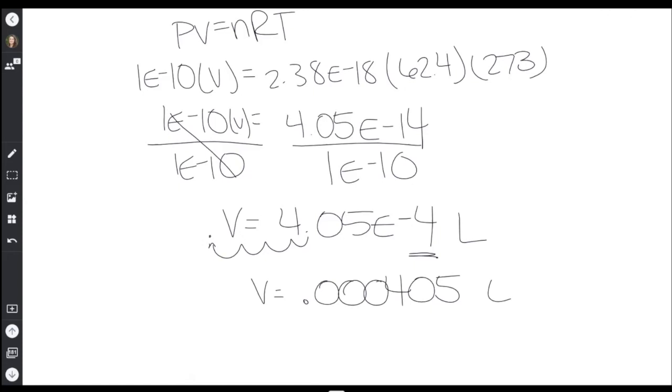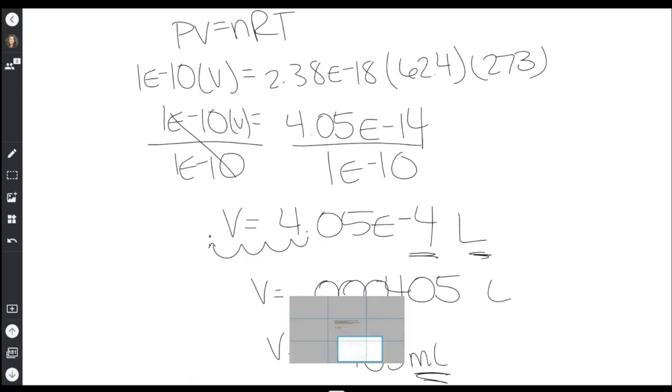Liters. How do I make that milliliters? Here's base: multiply by 1,000. Move it over 3 times, or yes, multiply by 1,000. So 1, 2, 3. And so my volume is 0.405 milliliters. That's what I wanted you to see, right? Because your answer is given to you in liters, but it's asking it from you in milliliters. All right? That was all one problem.